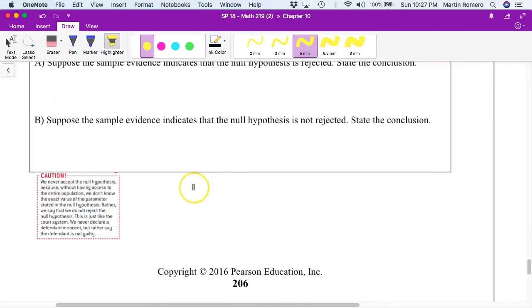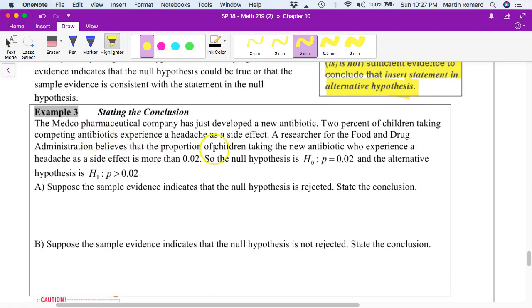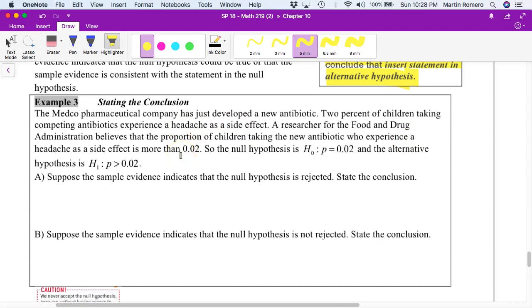To finish this off, a medical pharmaceutical company has just developed a new antibiotic. 2% of children taking the antibiotic experience headache. The researcher for the Food and Drug Administration believes that the proportion of children taking the new antibiotic who experience a headache is more than 2%. So the null hypothesis is p equals 0.02. The alternative is p is greater than 0.02, and that came from "is more than." So there's an assumption that it's just 2%, and then the researcher thinks that there's more than 2%.